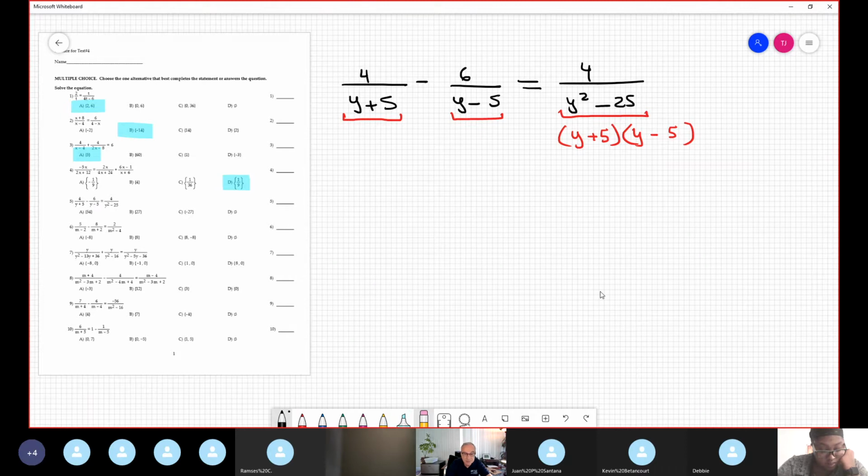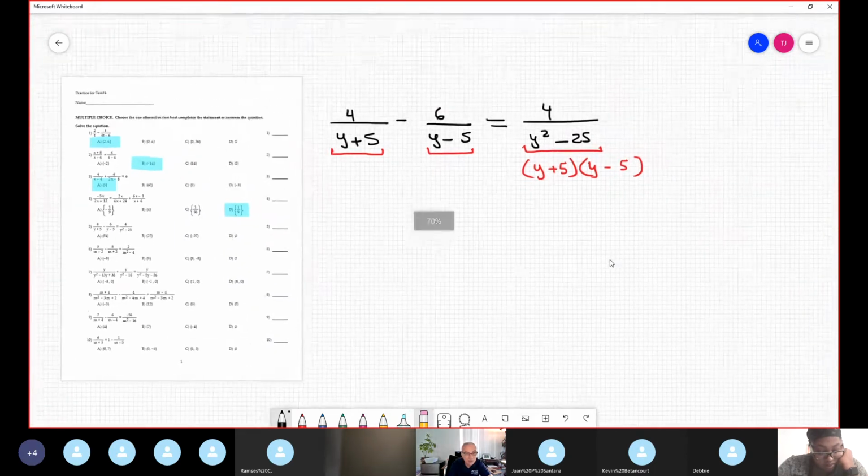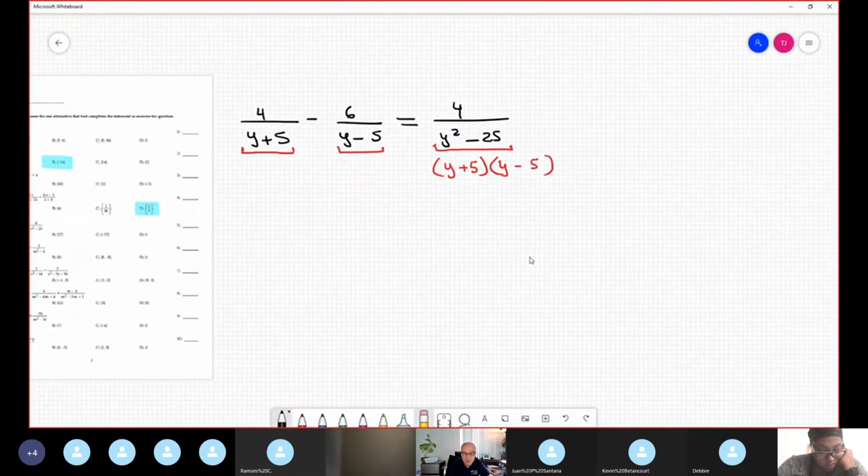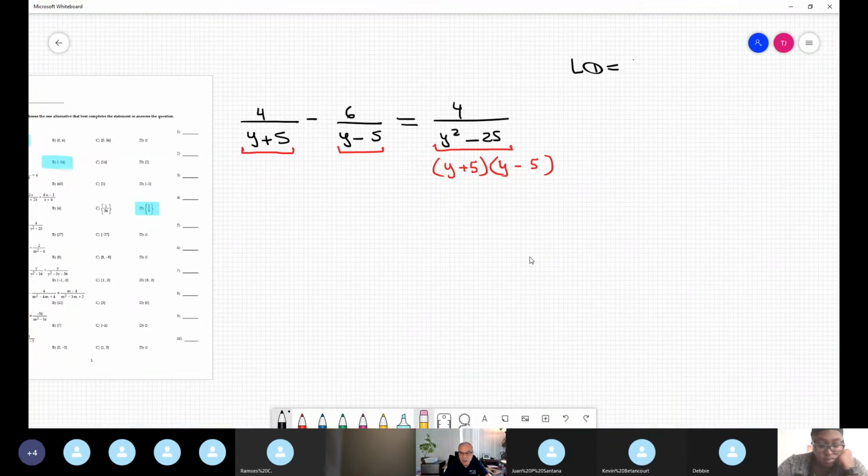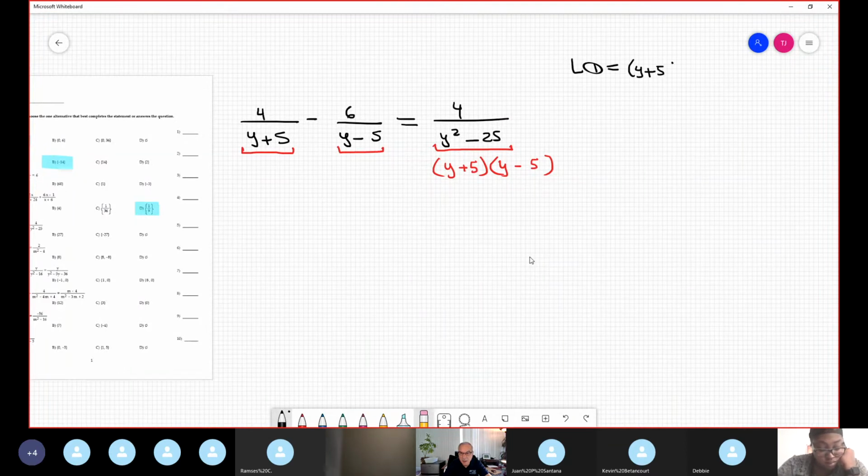Second step, find the LCD. LCD, I repeat several times, is the collection of the factors in the denominator without repetition. LCD is y plus 5 and y minus 5. Both, take each one time. Now, the restriction associated with the problem is y not 5, because 5 minus 5 is 0, and y not negative 5. Any solution equal to this is completely wrong.